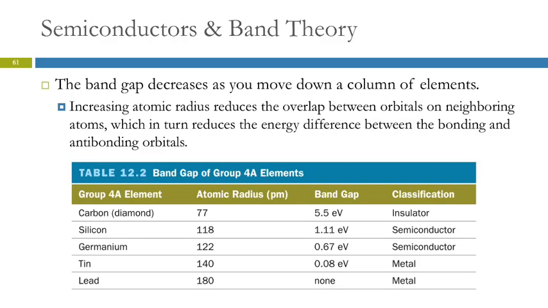What happens is that as you increase the atomic radius, that reduces the overlap between orbitals on neighboring atoms, and that reduces the energy difference between the bonding and the antibonding orbitals. Would element 114 count as well? Yeah, so element 114, which is below lead, we would predict would be electrically conductive and would be a metal. But it's a man-made element, and it's so unstable that we can't even get a mass on it, or we don't even know what color it is, because you can't make enough of it to look at.